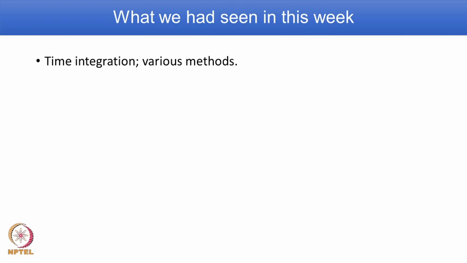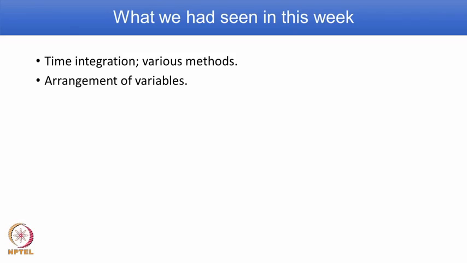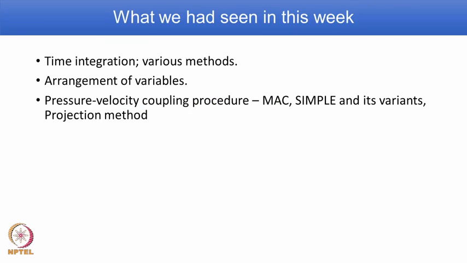So, in this week we have seen in detail time integration methods, various methods available, Euler method, multi-point method, and then how to obtain predictor corrector to get higher order of accuracy. Arrangement of variables, collocated, staggered, semi-staggered, advantages associated with each one of them, need for doing a pressure velocity coupling, and detailed explanation for 3 methods, that is MAC algorithm, SIMPLE algorithm, and projection methods.